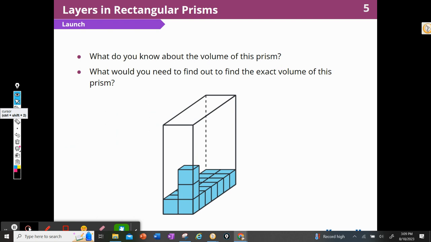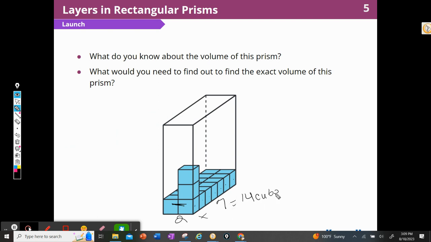All right. What do we know about the volume of this prism? Well, I can see that there's a big object here, and we have some missing cubes filling up that prism. So let's see, what do I know? I know that there are 2 across here, and there are 1, 2, 3, 4, 5, 6, 7 right here. So that means in this bottom layer, there are 14 cubes.